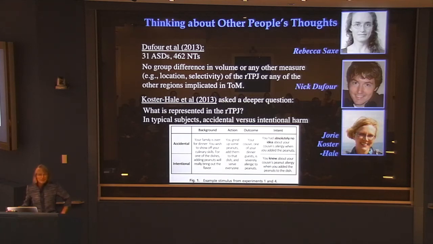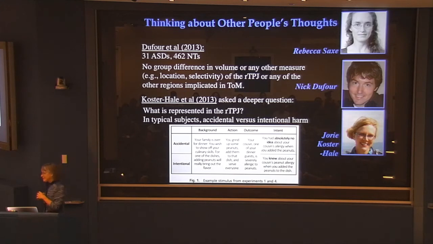The plot thickens. Okay, now there's two conditions, right? In the accidental harm condition, you then read, you had absolutely no idea about your cousin's allergy when you added the peanuts. Okay, in a different bunch of trials, in the intentional harm condition, you read, you knew about your cousin's peanut allergy when you added the peanuts to the dish. Okay, so the TPJ, that region of the brain, you can tell by looking at the pattern of response in that region whether you're reading a story about accidental harm or intentional harm.